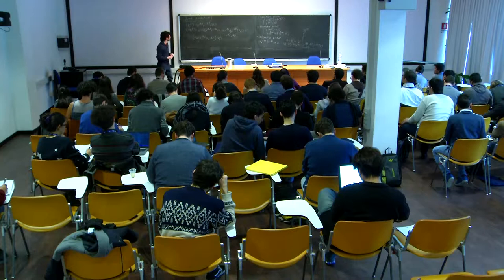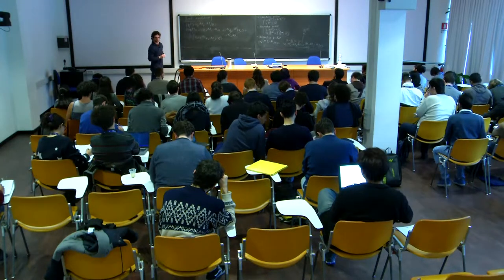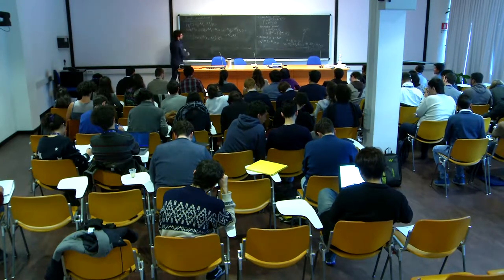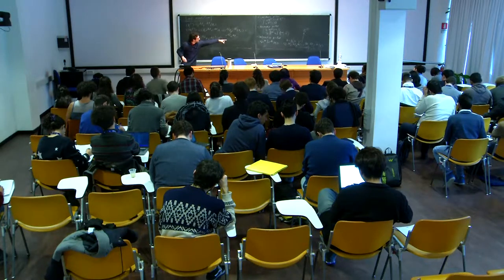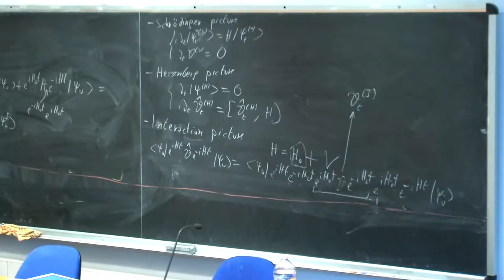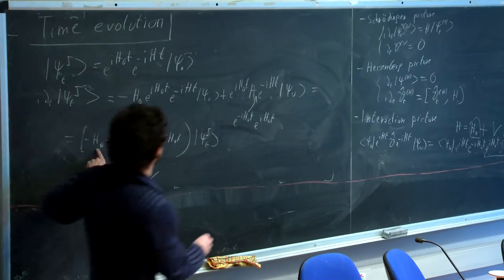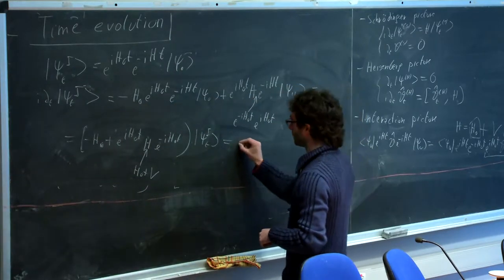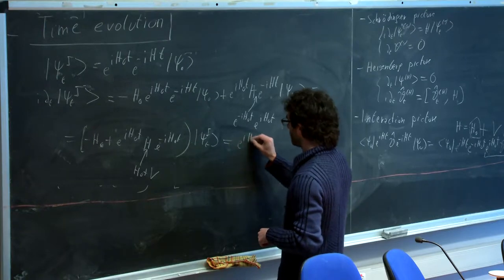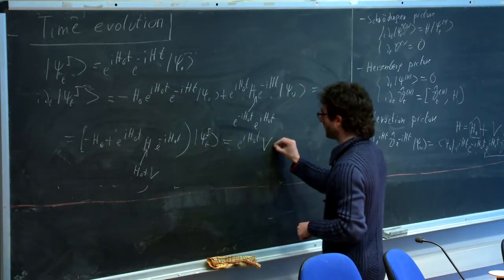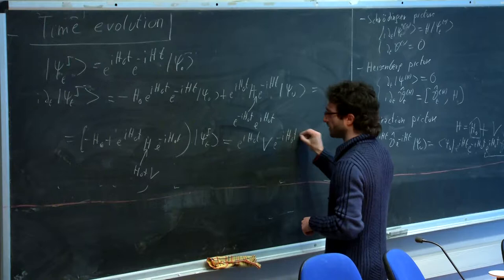Interaction bridge. Now we remember how we wrote H. So H is equal to H0 plus V. Now H0 commutes with H0, and it simplifies this term. So we have that this is equal to e to the i H0 t V e to the minus i H0 t psi.